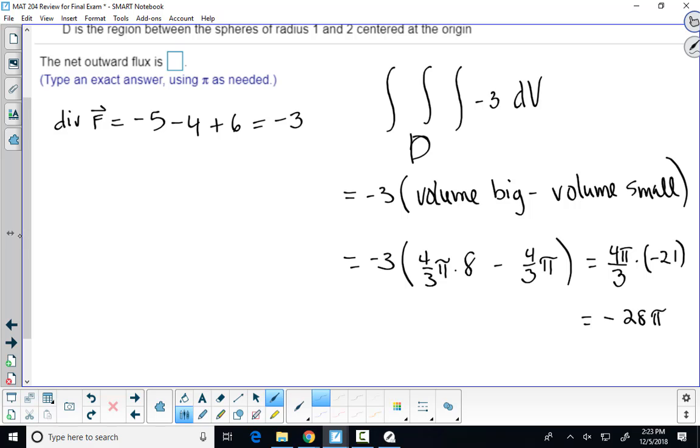Where does that negative 3 on the outside come into play? That came from our divergence. But wouldn't that cancel out when we just have 4 pi? Well, when we combine these things, however you want to combine them, you have to multiply by negative 3. I just factored out the 4 pi over 3 to the front, and then I'd have 8 minus 1, which is 7, and 7 times negative 3 is negative 21.